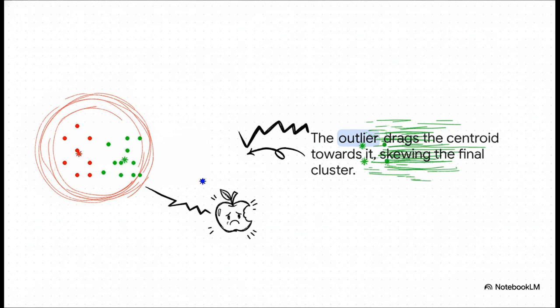Because k-means is based on averages, that single outlier acts like a powerful magnet. It literally drags the green centroid way out of position, far from the true center of its cluster. The final groups are completely skewed. They don't reflect the real structure of the data at all. One bad apple really did spoil the bunch.